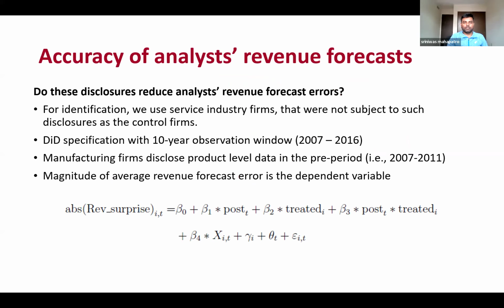We take a DID kind of setting from 2007 to 16, 5 years before and 5 years after. Now there is no clear identification per se, because all the manufacturing firms are mandated to disclose and then stop disclosing. So for identification, we use the service industry firms as the control firms, which don't go through it. They don't have to disclose in either the pre-period or the post-period, but the manufacturing firms have to disclose in the pre-period and not disclose in the post-period. So we design a DID around that, and the variable that we are examining is the absolute revenue surprise, or the revenue forecast error.